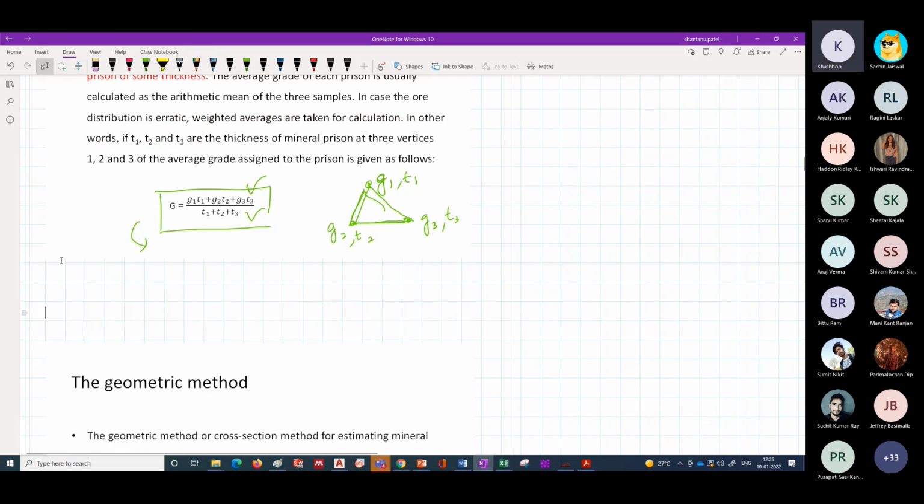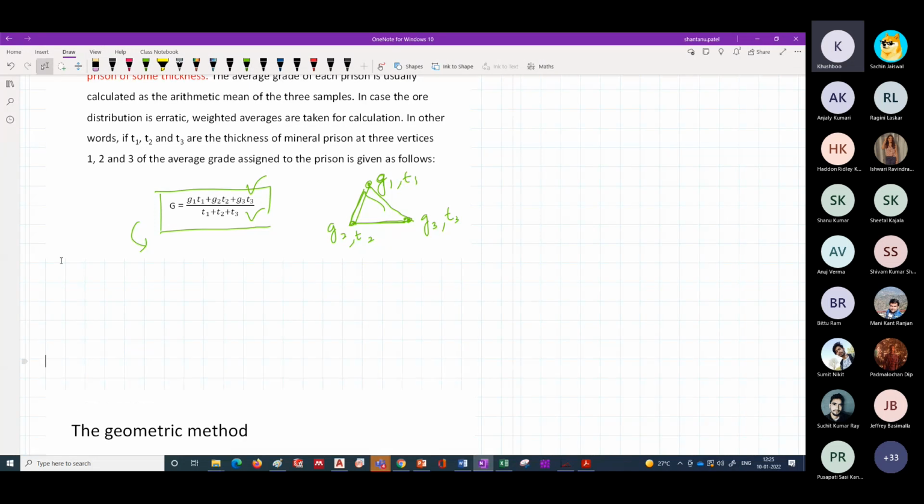Can you tell what each vertex represents basically? So these are the boreholes. Let's say this is the area where the deposit is. So you drill the boreholes, right? Yes, sir. So these are the locations of the boreholes. Okay, and when you put that borehole, you found out that the average grade is G1, and the thickness up to which the mineralization has occurred is T1.